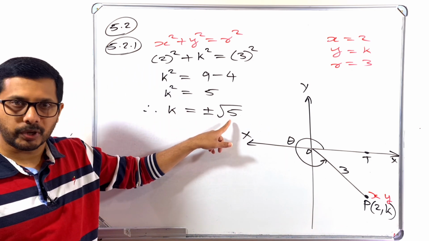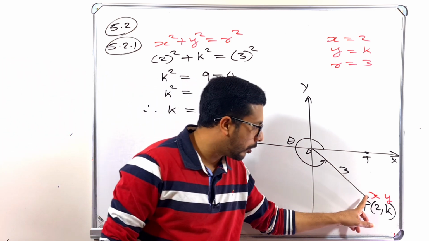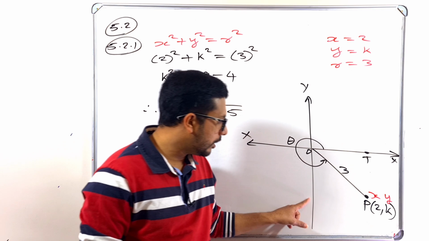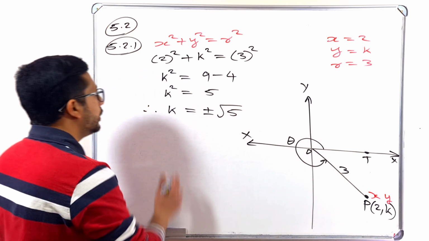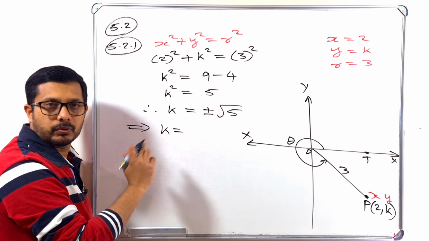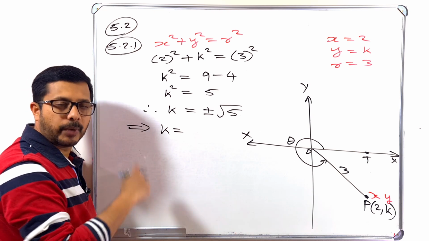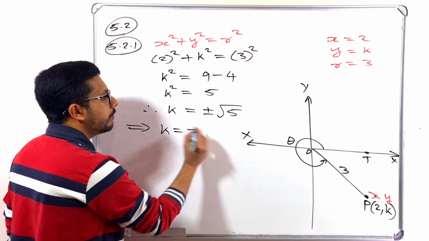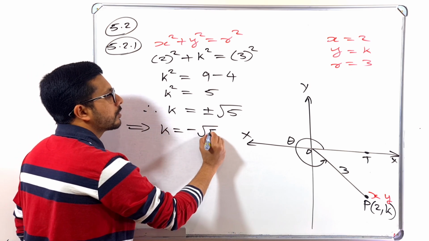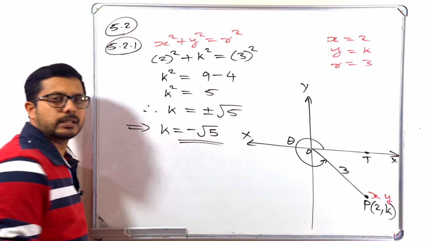Negative root 5. Am I right? Because at this point, k or y value, k stands for y. Okay, y value is negative. So it implies that even though here we have two k values, plus root 5 or minus root 5, you have to specify which one is correct. So it implies that k is minus root 5, and that is the answer.